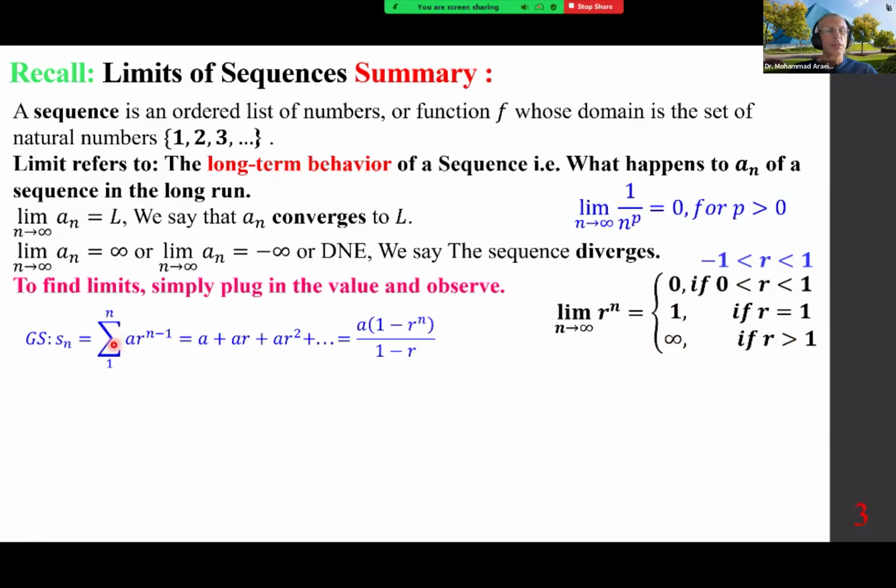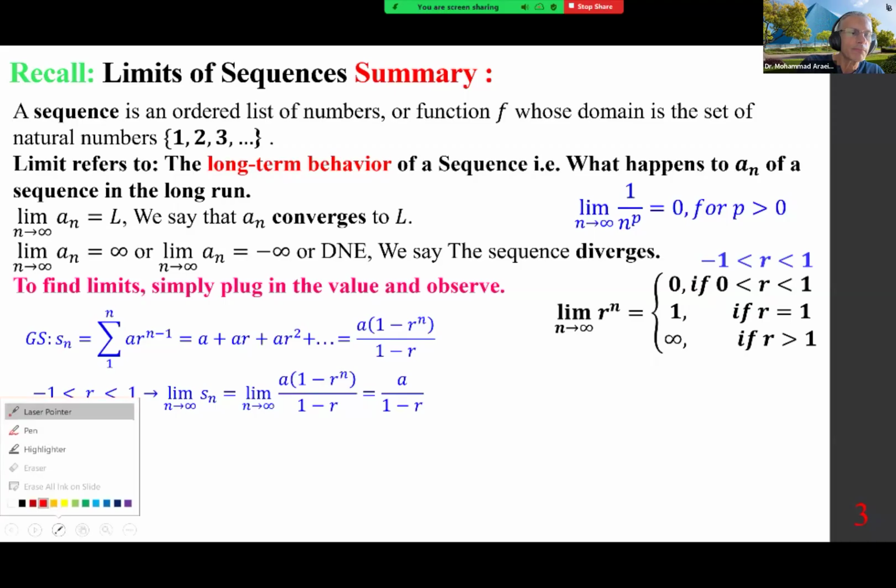Geometric sequence. When we multiply by a common ratio r, we add them up, it becomes a series, and it has the solution a times 1 minus r to the power of n over 1 minus r. If we take the limit of this expression as n approaches infinity and r is somewhere between -1 and 1, according to this theorem, this part goes to 0. And therefore the answer becomes a over 1 minus r.